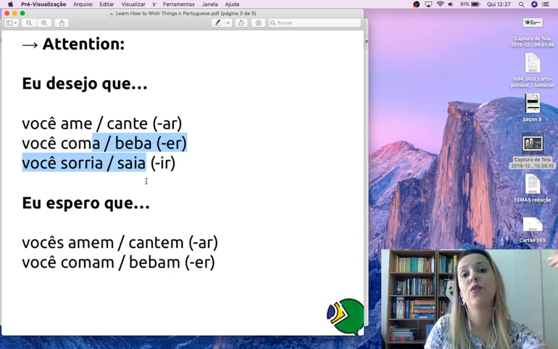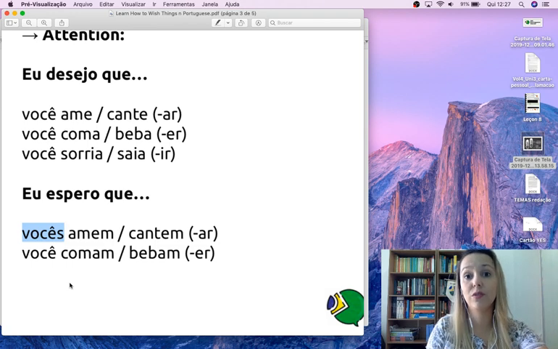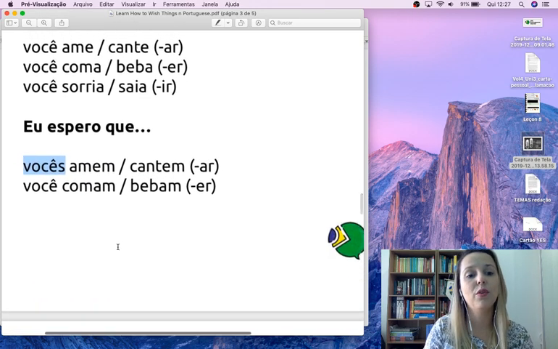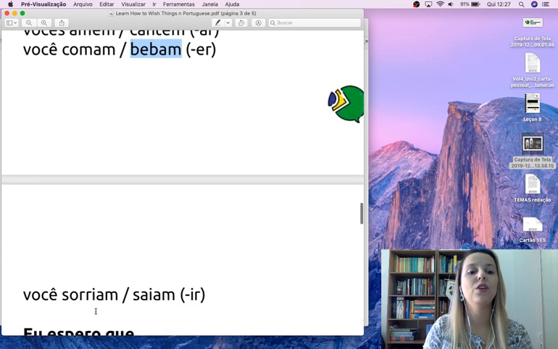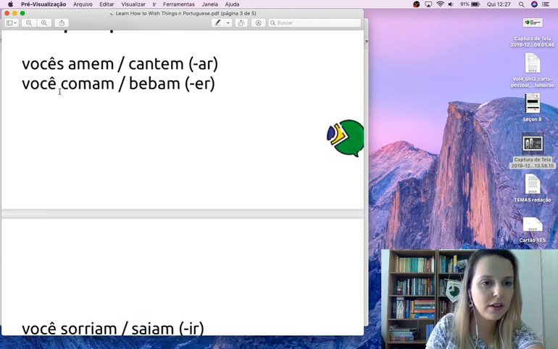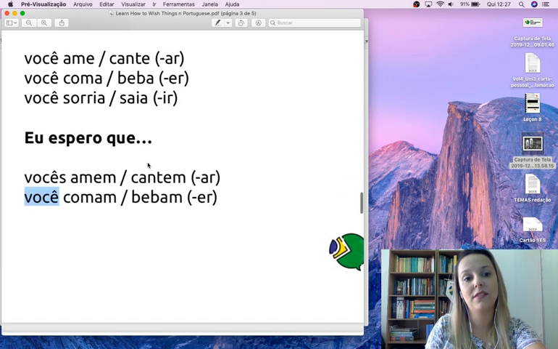And if you are wishing this for more than one person, like in the card for Ana and Júlio, then the verb will have to agree with vocês, which is the plural form of you. So here, guys, it's very simple, because for the plural form you just add an m to all of the verbs. So, que vocês amem, cantem, comam, bebam, sorriam, and saiam, okay? So just put an m and then you have it. Here we missed an S, okay? Here in você, it should be vocês with S, okay? So these forms of the verbs are actually the same as here, just with an m added.